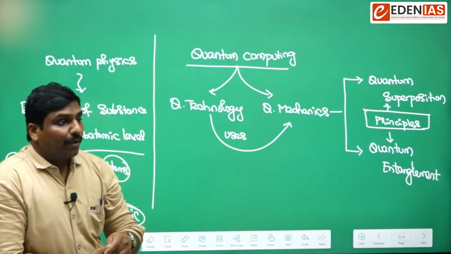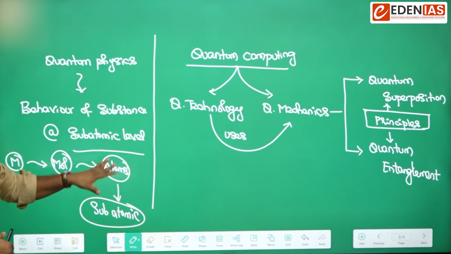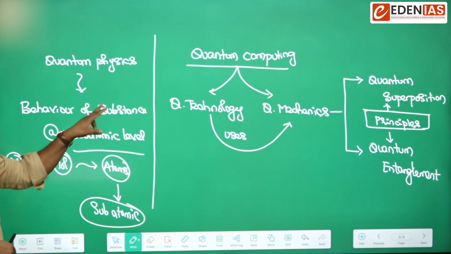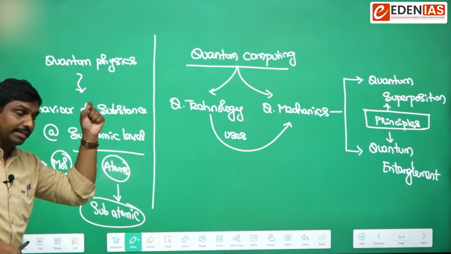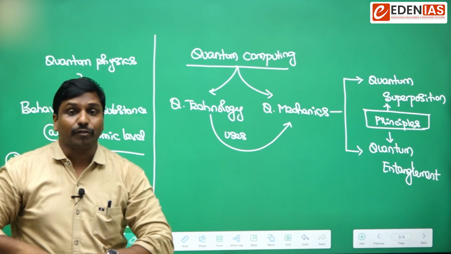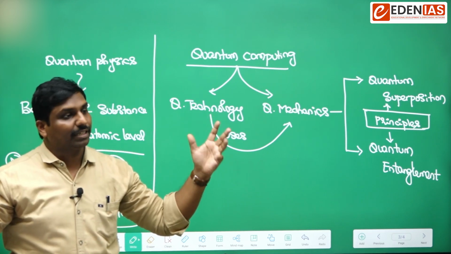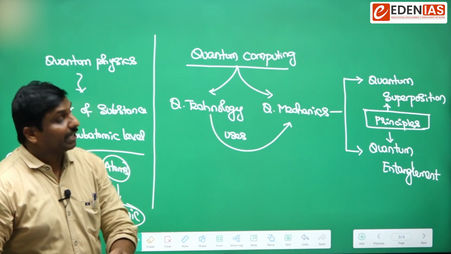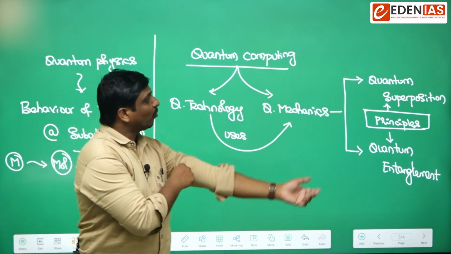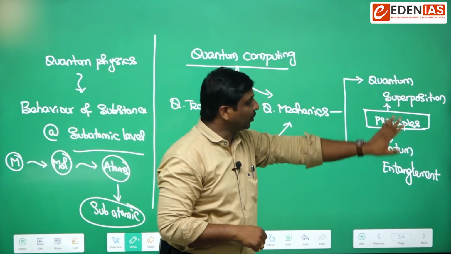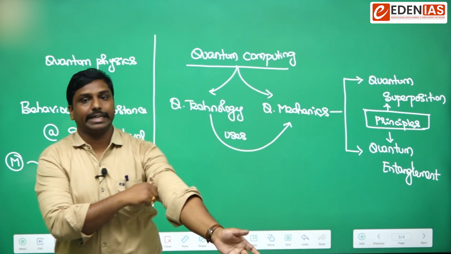So what quantum physics says is that when you look at the nature of matter or the behavior of a substance at subatomic level, it will have a kind of unique behavior. That unique behavior can be explained with the help of these two principles. One principle is quantum superposition and the other one is quantum entanglement.